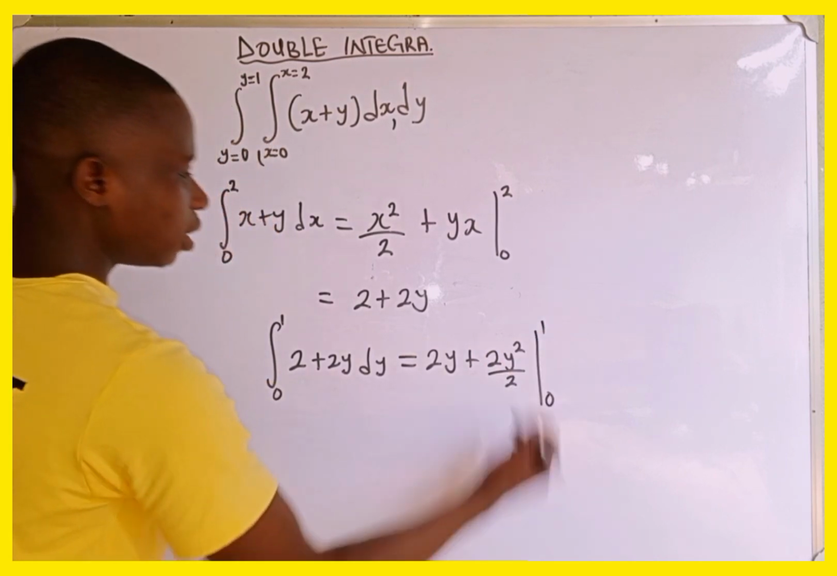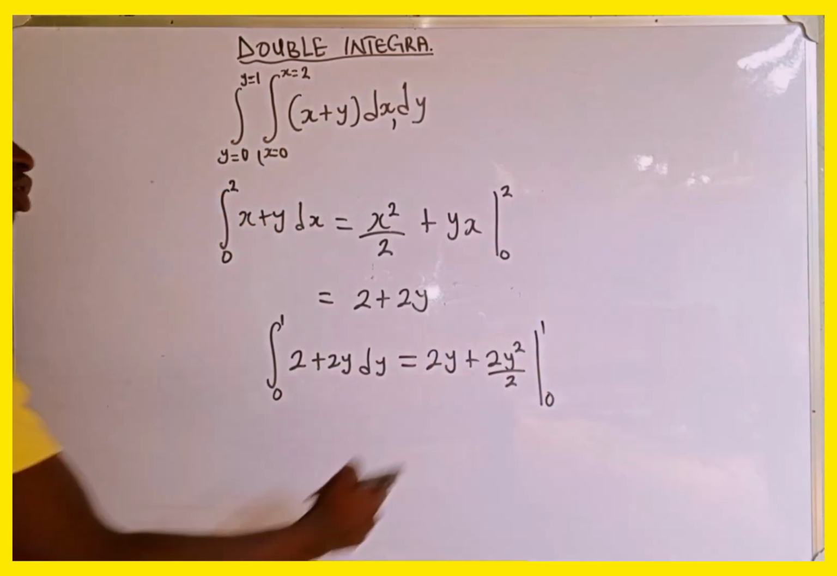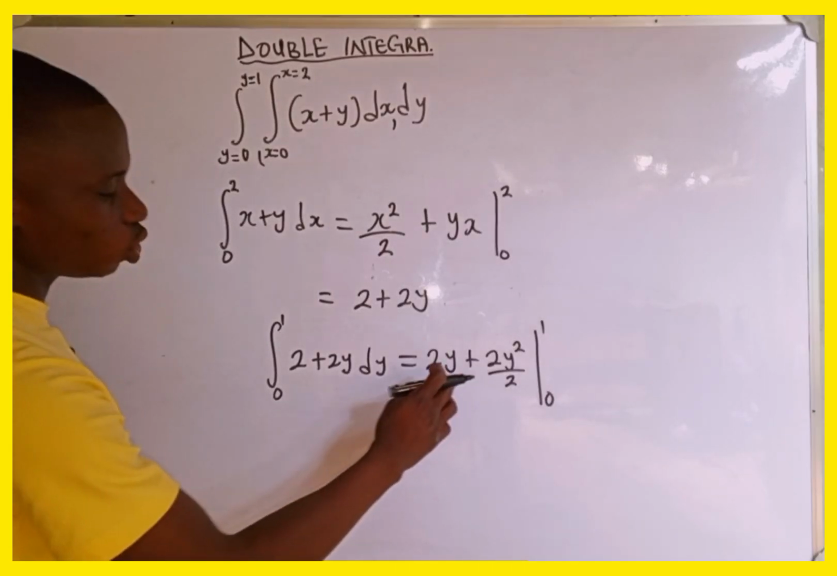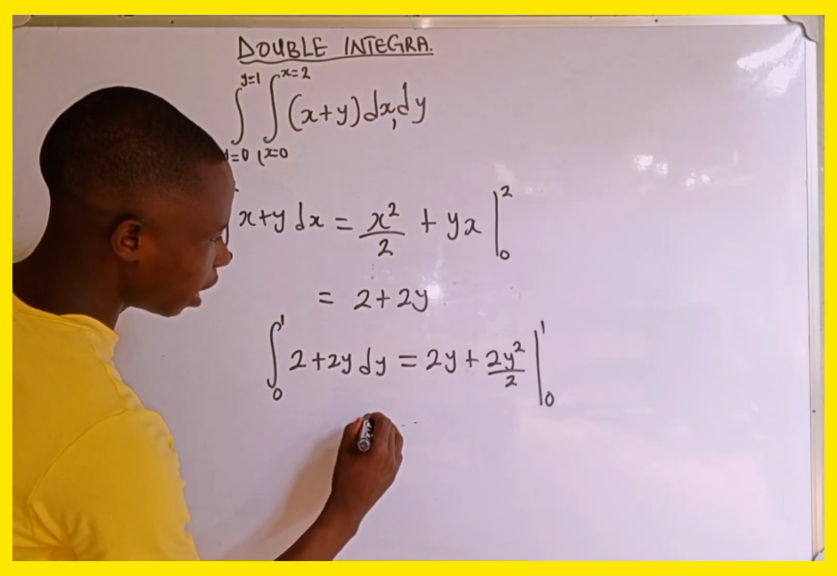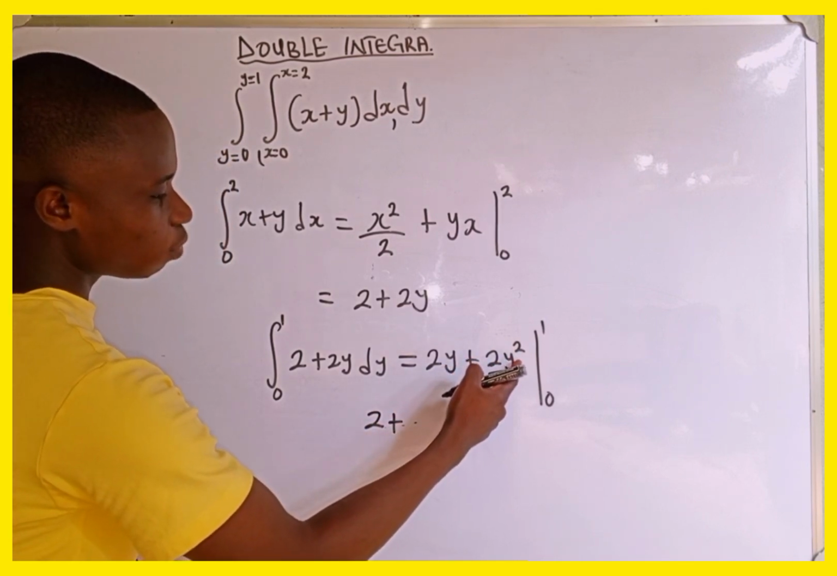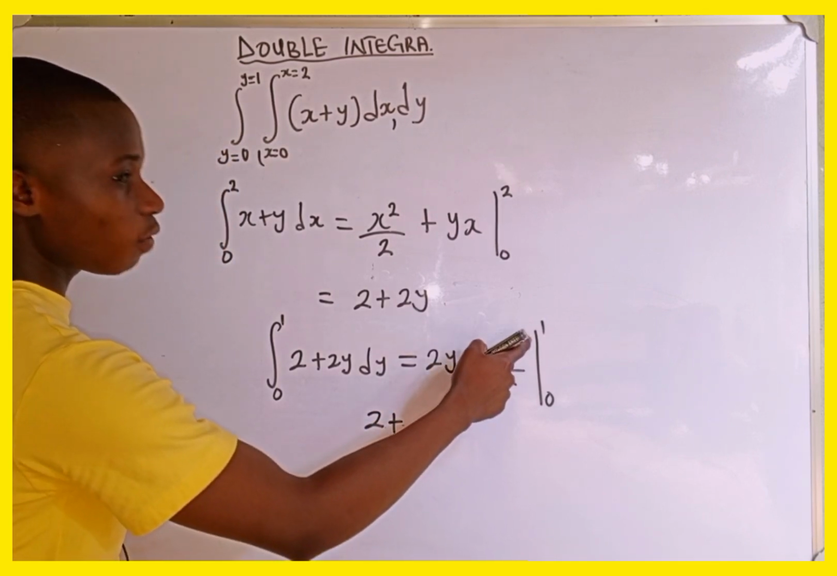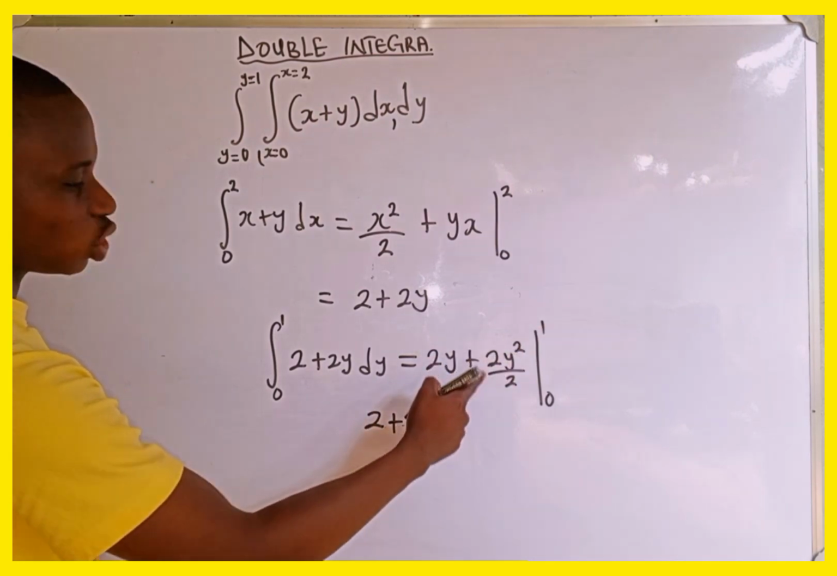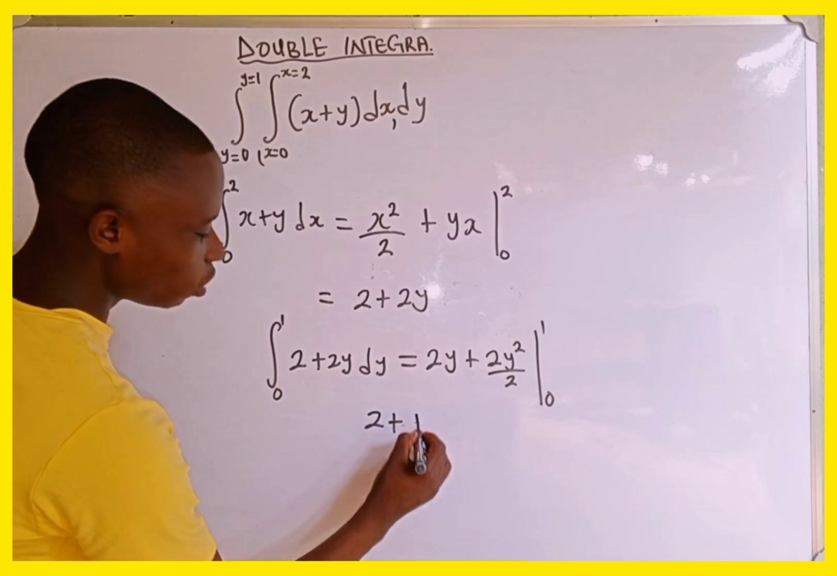Remember, if you are substituting, you start from the upper limit, which is 1. If you substitute 1 here, 2 multiplied by 1 is 2. Then plus 2 multiplied by, if you substitute 1 here, 1 raised to the power of 2 is 1. Then 1 multiplied by 2 is 2. Then 2 divided by 2 gives us 1.